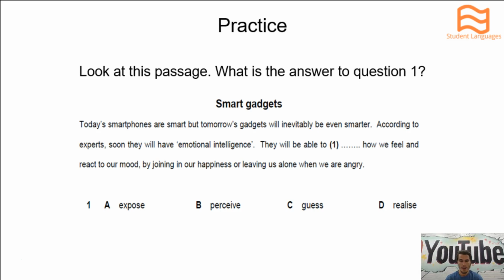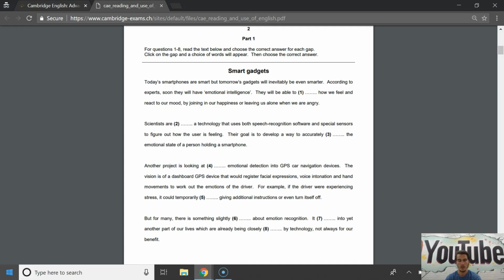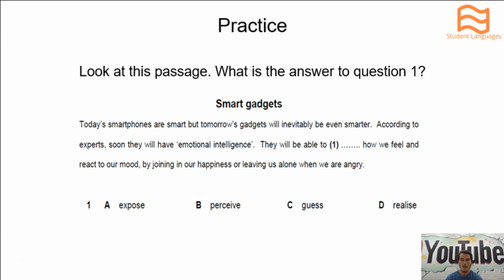Okay, but let's have a practice. So what I'd like you to do is to look at this passage here and to decide what you think is the answer to question number 1. Now this passage is just from here. I've just copied the first part of this passage from this web page. It might be easier for you to read it here. But what we need to think is, what is the answer? So which one is correct? A, B, C or D?